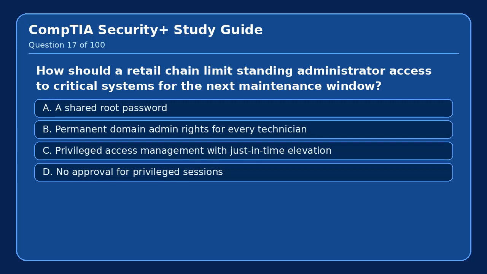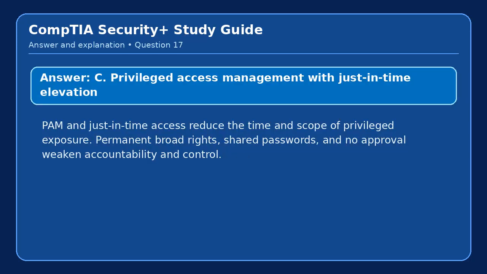Question 18. Which identity approach lets a city agency use one trusted login across multiple cloud applications during a quarterly review? A. Local accounts in every app with different owners. B. Plain text password sharing. C. Anonymous access to all apps. D. Federated single sign-on. Take a moment to choose your answer.